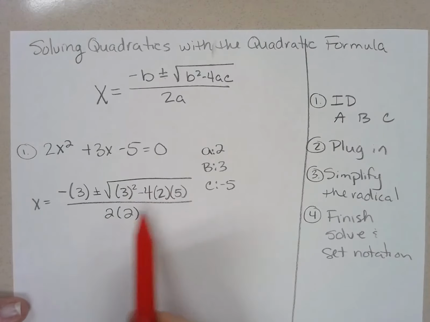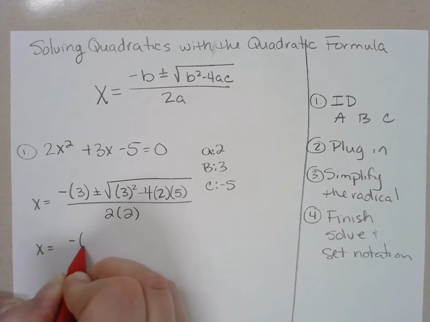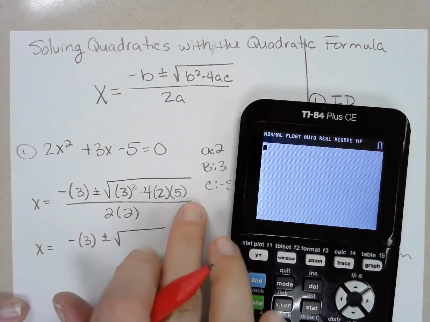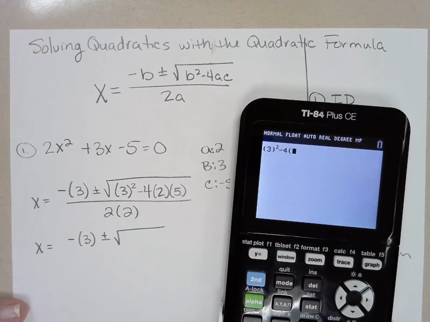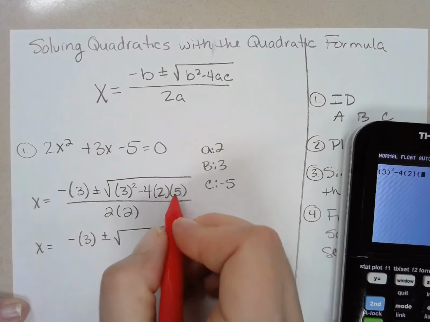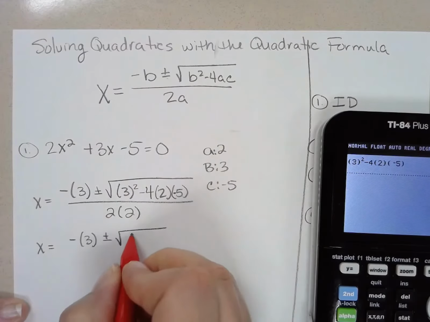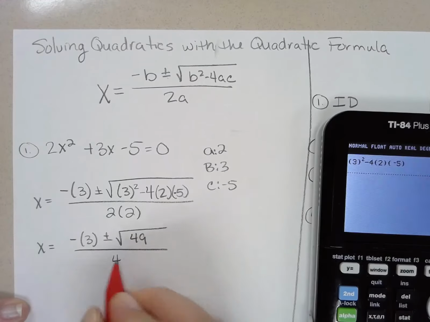So the first thing we're going to deal with is the stuff that's inside the radical. So x equals negative 3 plus or minus, and then let's punch all of this in our calculator. So 3 squared minus 4 times 2 times, and that should be a negative 5. Let's put a negative in there so we don't forget. So negative 5. And we get that this is 49. And then on the bottom, 2 times 2 is 4.